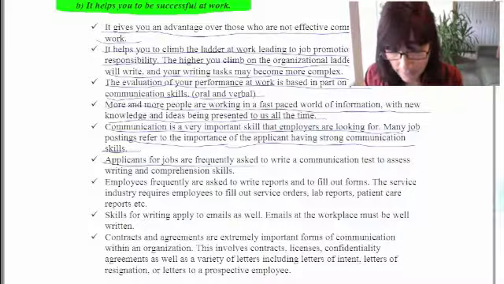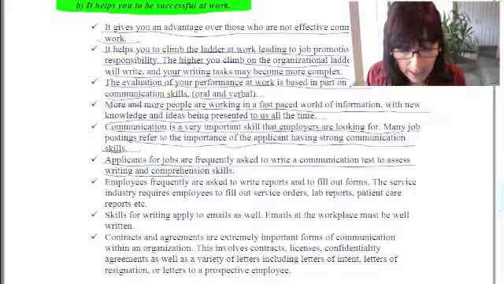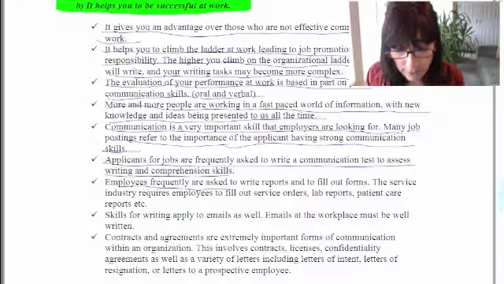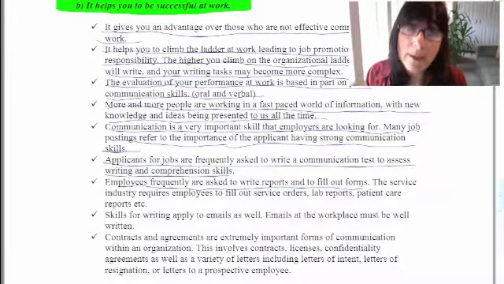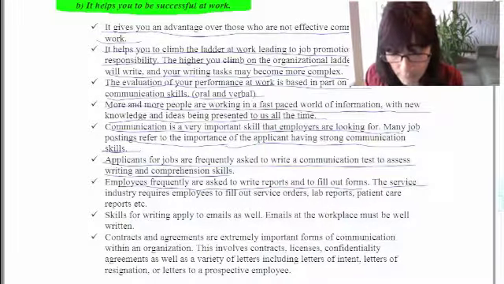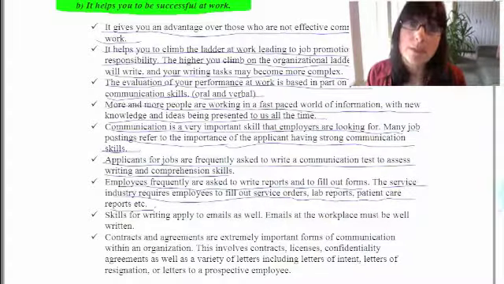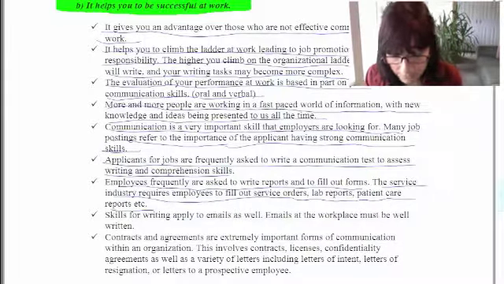That's a real asset. Applicants for jobs are frequently asked to write a communication test where they're assessing your writing and communication skills. Also, to help you to be successful at work, this is another importance of communication. Employees frequently are asked to write reports, or fill out forms. The service industry requires employees to fill out service forms, orders, lab reports, patient care reports, etc. So you need to feel comfortable with communication in that area.